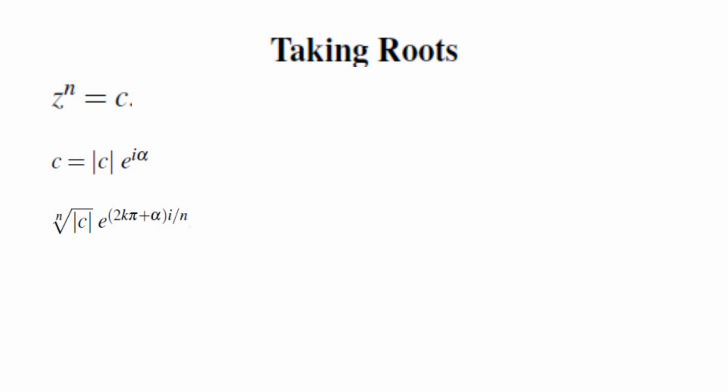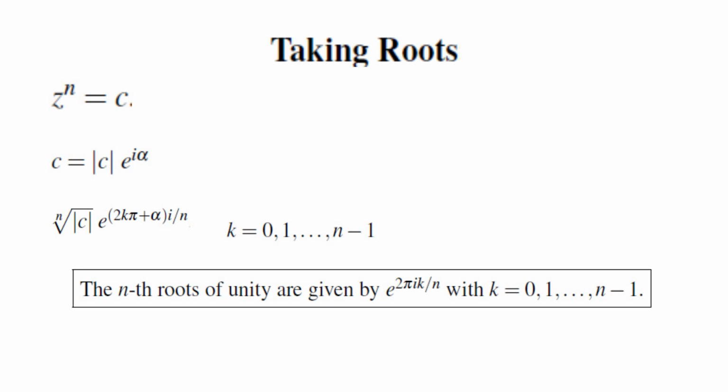In other words, the nth roots of c are going to be the nth root of the absolute value of c times e to the power of (2k pi plus alpha) i over n. But because the exponent is periodic, we don't need to evaluate this for all integers k. Instead, we can just evaluate this for k equals 0 to n minus 1. In the special case where c is 1, we get what we call the nth roots of unity. And the nth roots of unity are going to be e to the power of 2 pi i k over n, where k is an integer from 0 to n minus 1.